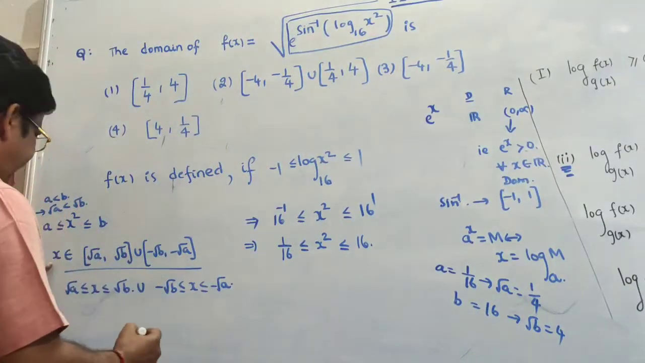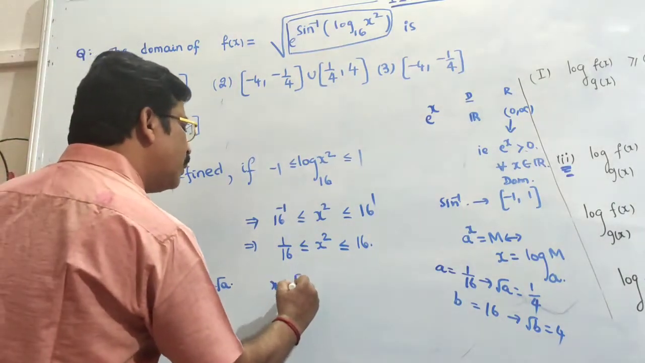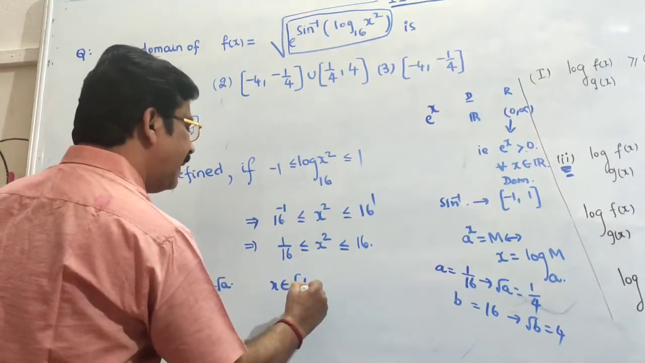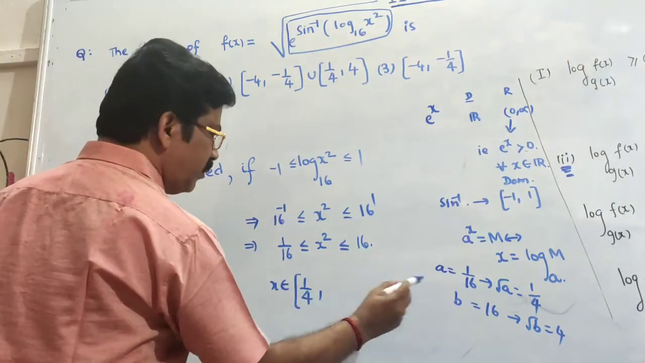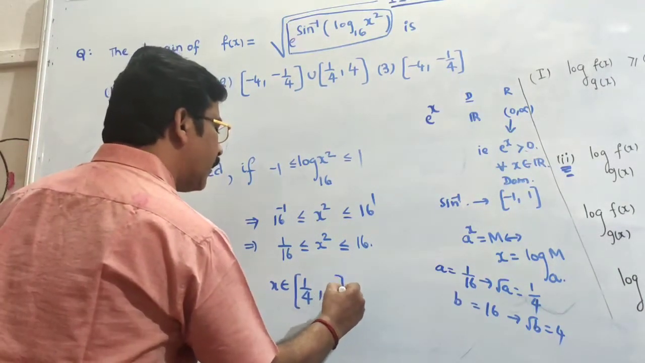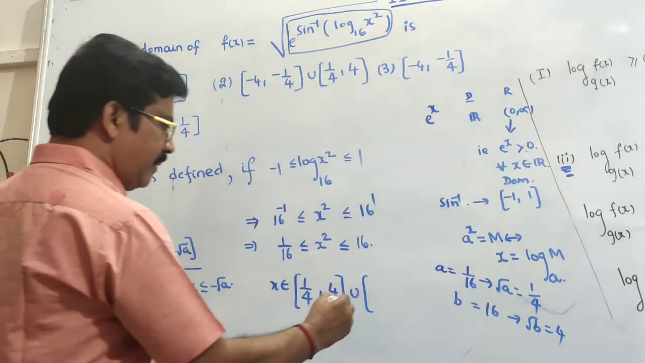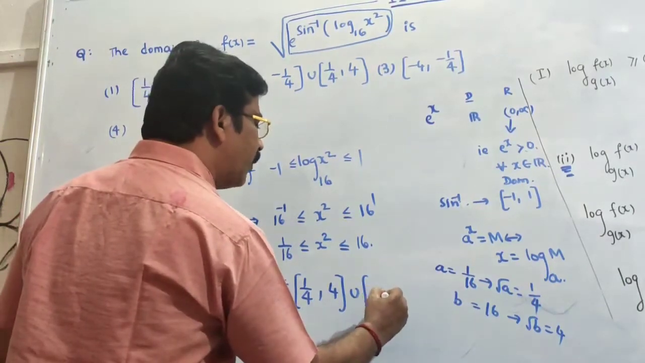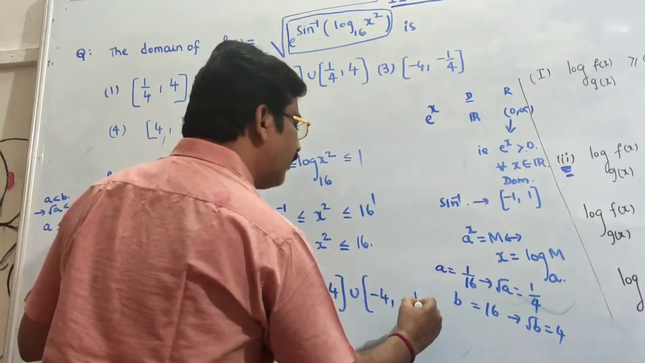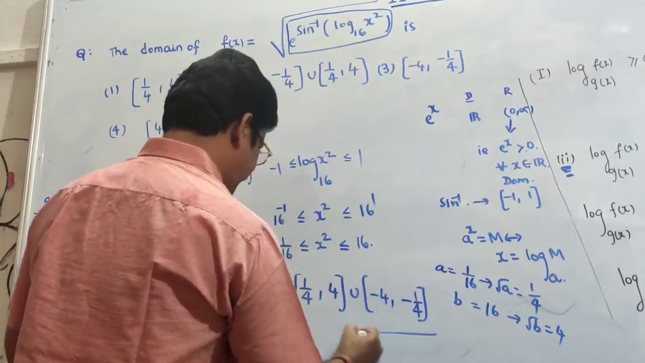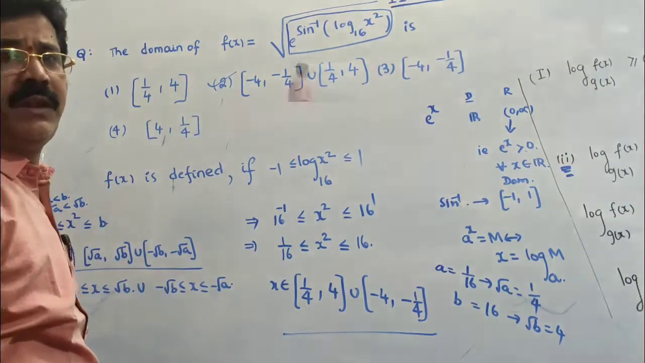So what is the formula? x belongs to the closed interval [√a, √b], that is [1/4, 4], union [−√b, −√a], that is [−4, −1/4]. So which option is right? The second option is right, hence the problem.